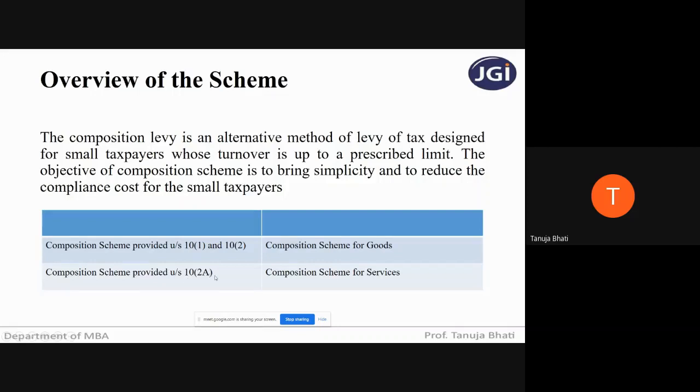So students, just remember that composition levy is an option given to the small taxpayers. It is not compulsory. Only who wish to opt for this particular scheme under GST, they can opt. But it is an option open only for small taxpayers whose turnover does not exceed a prescribed limit. Now, what is this prescribed limit? We will be seeing in the succeeding slides. So this is just a scheme which is totally optional and not compulsory. Whichever small taxpayers want to opt for it, they can opt it by their own wish and will.